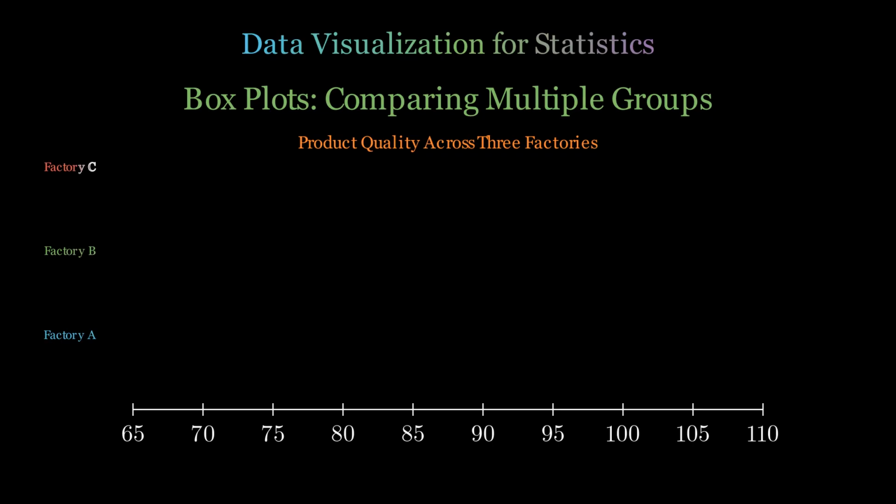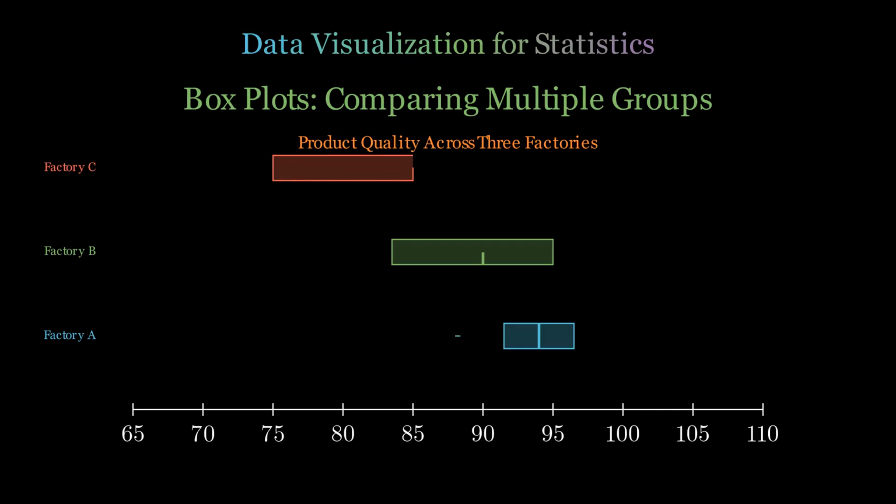Notice it also has an outlier at 105, suggesting occasional exceptional performance but also implying unpredictability. Factory C in red shows consistently lower quality scores around 80, but with tight control and no outliers. At a glance, we can see Factory A offers the best combination of high quality and consistency. This comparison would be much harder with tables of statistics.